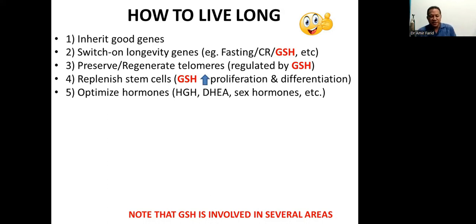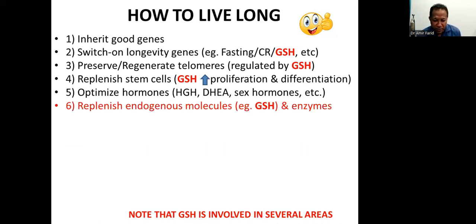It's a known fact that boosting glutathione will increase the efficacy of the sex hormones in your body without raising the level of sex hormone. Even if you don't raise your levels of testosterone or estrogen, if you boost your glutathione, they work better because the receptors are healthier.